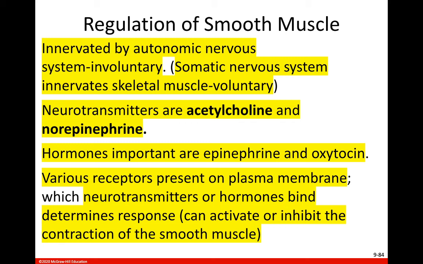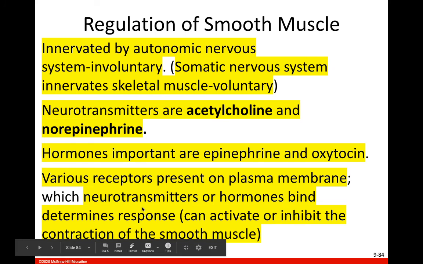So during our rest and digest response, when we're calm and relaxed, norepinephrine or noradrenaline is stimulating our smooth muscle to contract so that we can digest our food and we get hungry and we have to go to the bathroom.